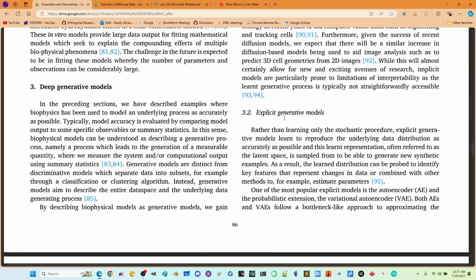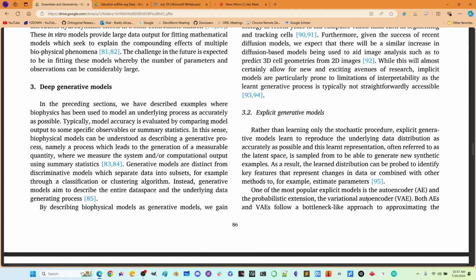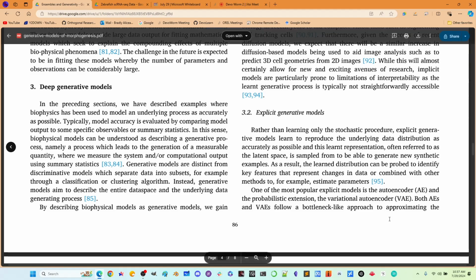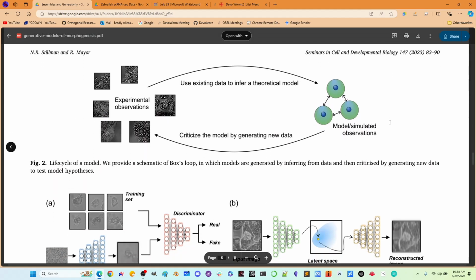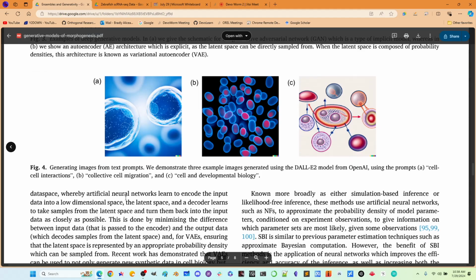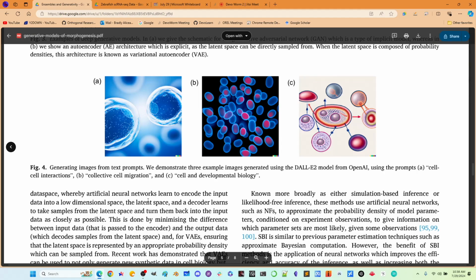Then we talk about explicit generative models, and for this he uses the autoencoder and variational autoencoder example. Of course, we talked about variational autoencoders in the last paper. That's what they propose for development. Both AEs, which are autoencoders, and variational autoencoders, or VAEs, follow a bottleneck-like approach to approximating this data space. This is where we take a neural network, we input data, we encode the input data into a low-dimensional space or latent space, and then decode this latent space into these different types of outputs. And so we're trying to minimize the difference between input data that is passed to the encoder and output data which decodes samples from the latent space.